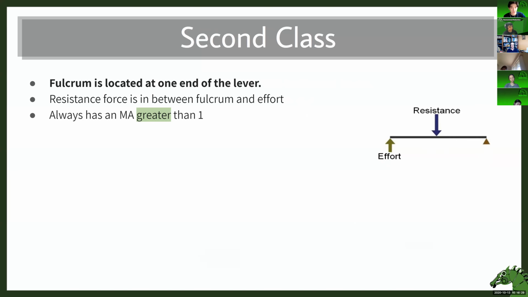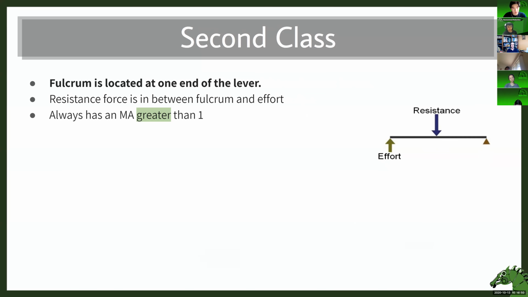But when it's on the side, the situation changes to where, in this case, basically the resistance is in the center and the effort is on the opposite side of the fulcrum. So this will always have a mechanical advantage of greater than 1. Now, why is that?